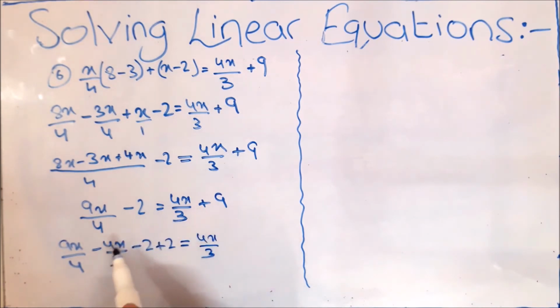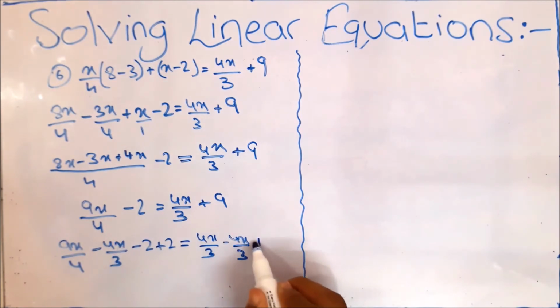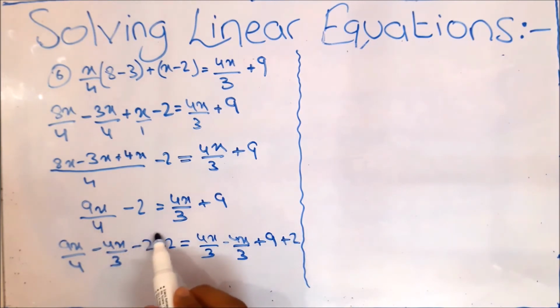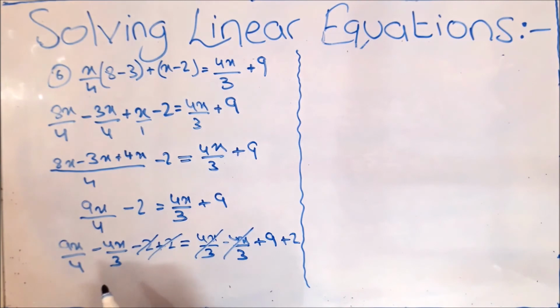We subtracted it from here and here as well. Minus 4x over 3 plus 9, and we added 2 over here, so we'll add 2 over here as well. So plus 2 minus 2 cancel out, it becomes 0, and 4x over 3 minus 4x over 3 cancels out as well. So we are left with 9x minus 4x over 3. So we'll take the LCM, which is 12. So 4 times 3 is 12, and 3 times 4 is 12.